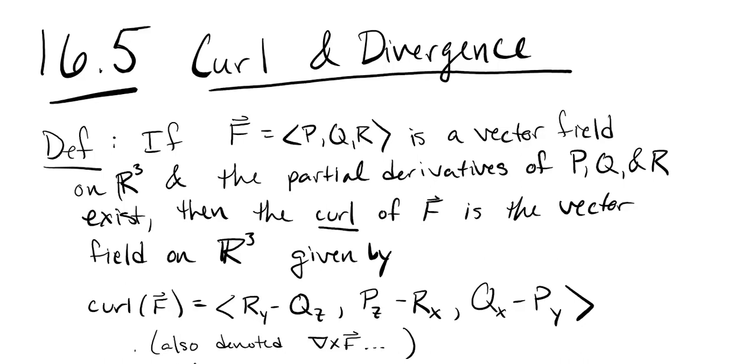This is section 16.5, Curl and Divergence. The idea here is that we've been looking at these vector fields F, and we want to learn a couple of operations we can do on these things and how to interpret those operations. We're going to see these come back a little bit later.